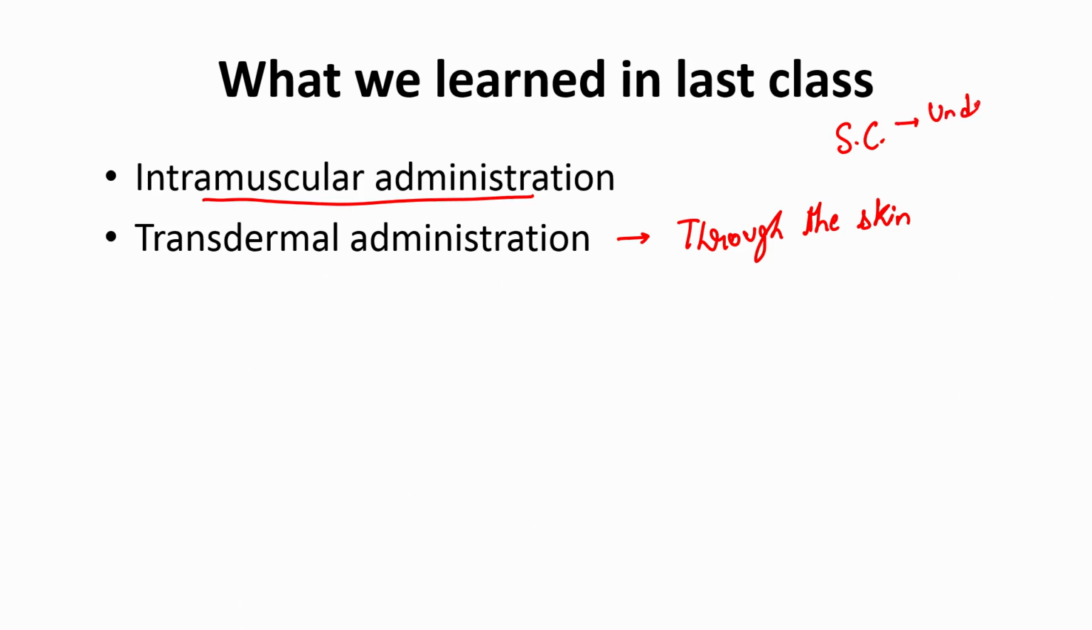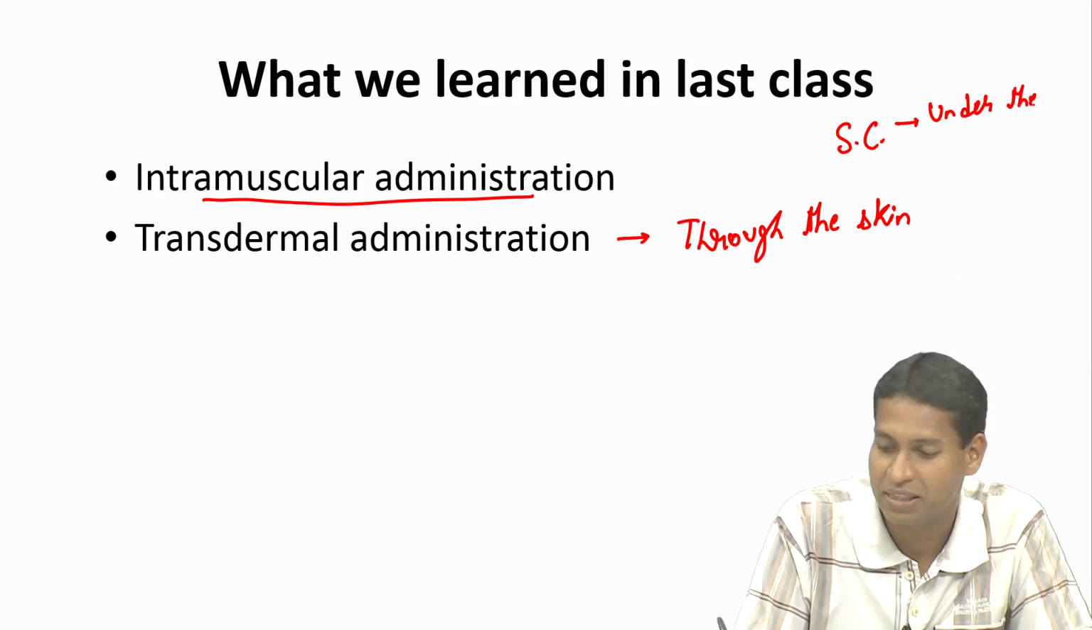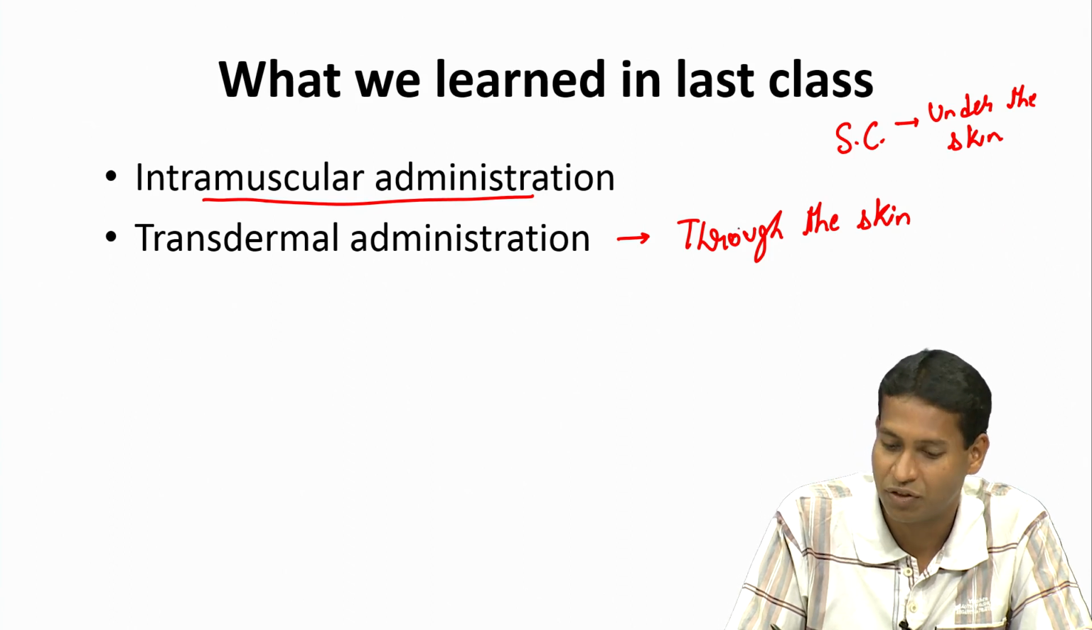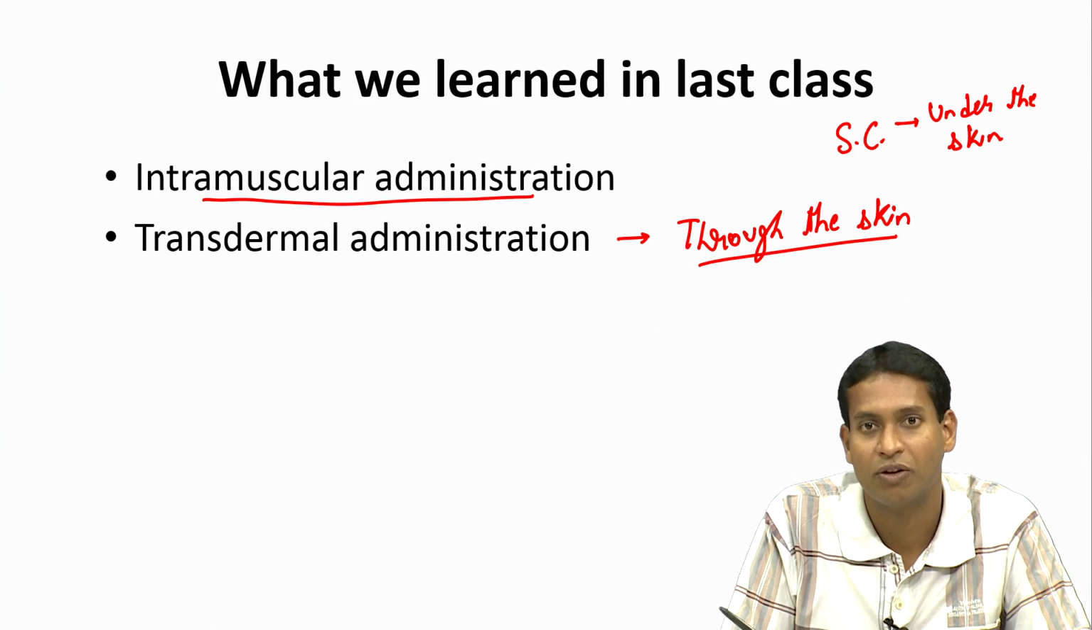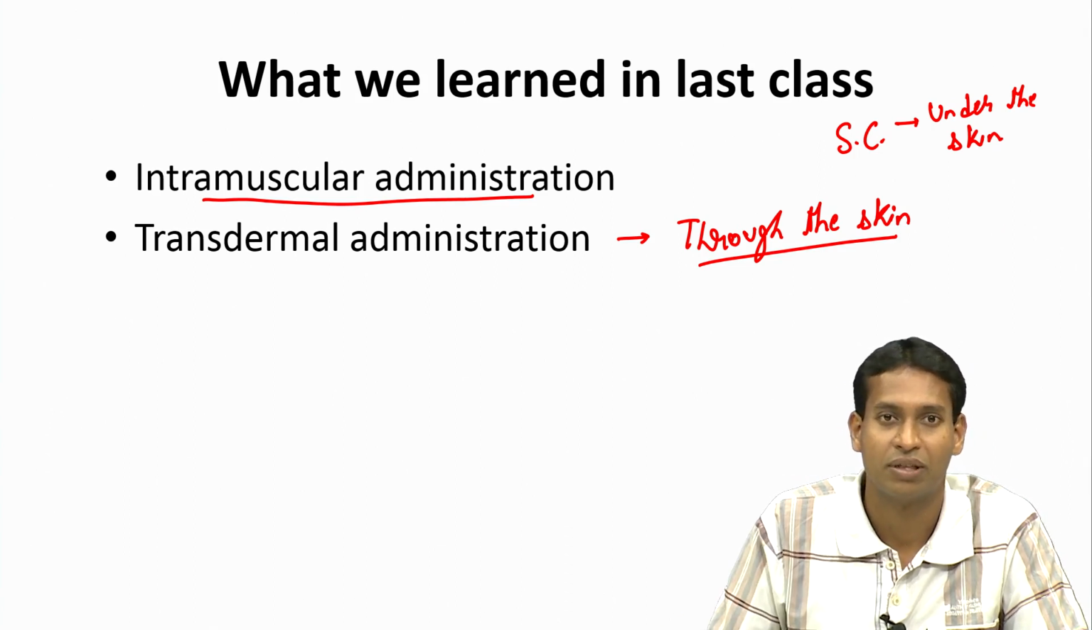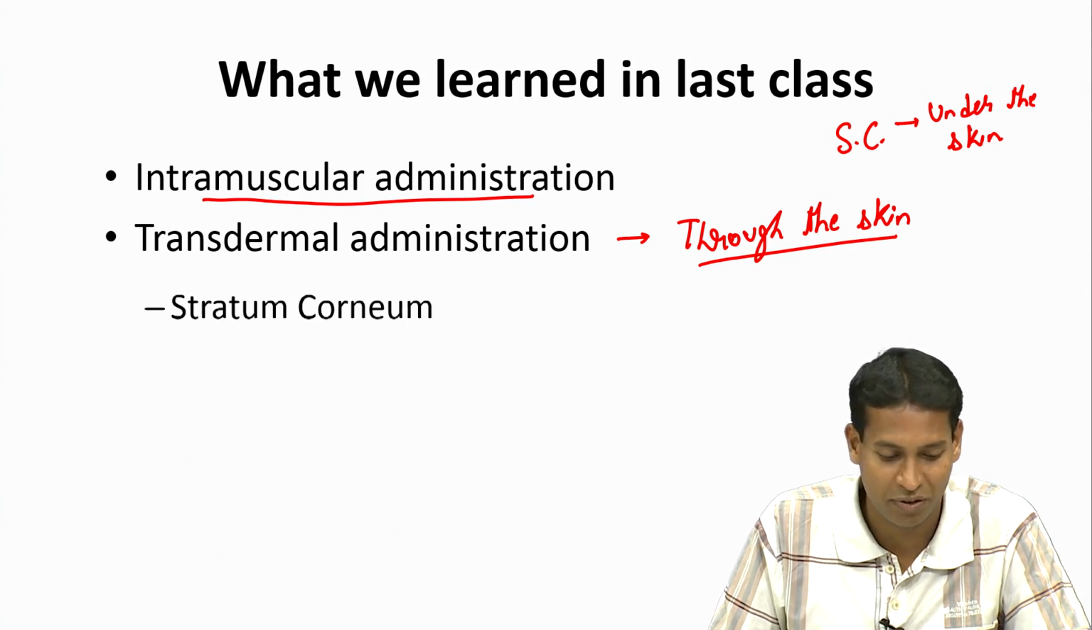So this is under the skin, which means that the needle was penetrating right through the skin, whereas in cases of transdermal delivery you are still penetrating the skin, but not throughout. You are injecting somewhere in the thickness of the skin. So, that is one of the routes that we were discussing last time.